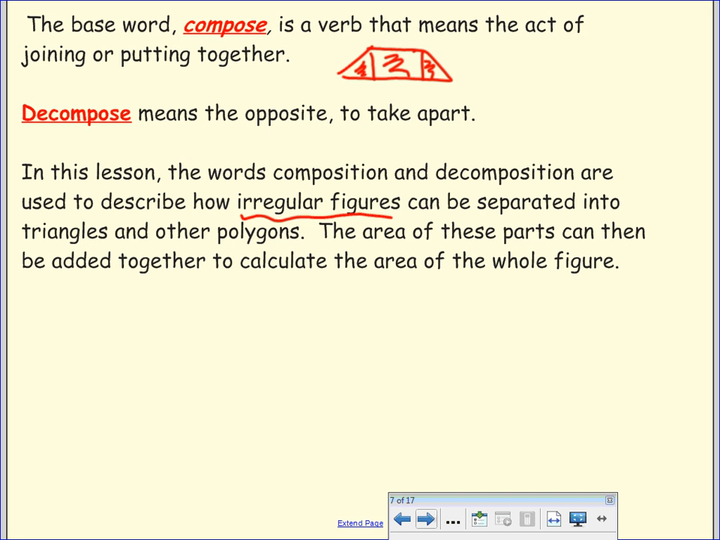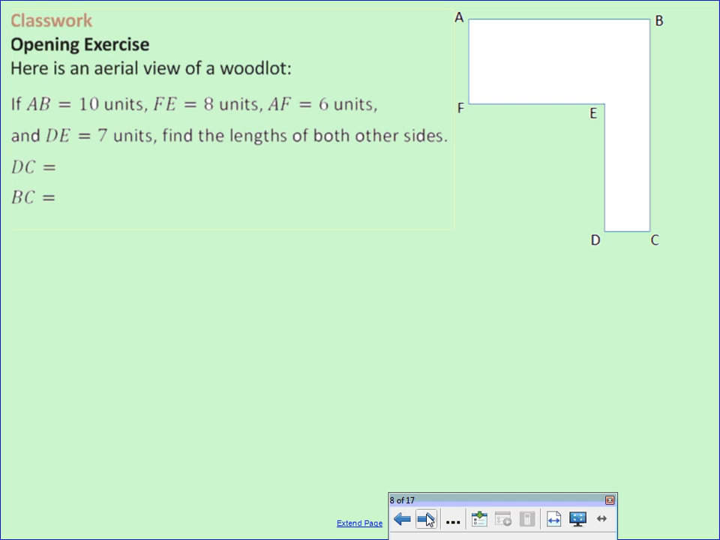So the good news is, you know all this stuff already. You know how to do all this. So let's take a look at the opening exercise. Now, we have to be careful because on the opening exercise, we actually have 2 different tasks to do with the same picture. So we'll all do the first one together, and then we'll do the second one just using the picture on the board.